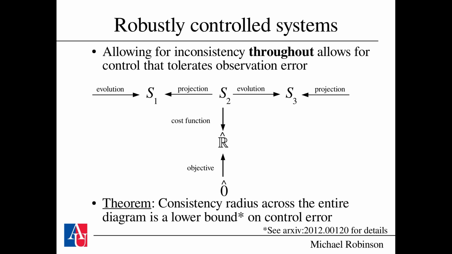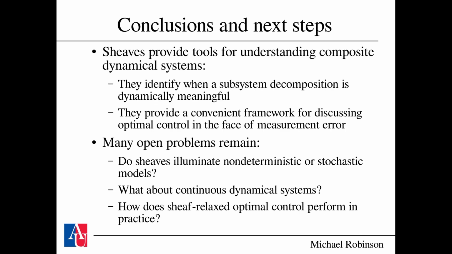The interesting thing that you get is if you solve the optimization problem, consistency radius across the entire diagram gives you a lower bound on the total amount of control error, as in how far are you from the optimal control, given the fact that there's some error, if you could conceivably get there. Now, there's a star next to the lower bound because there are some technical conditions. Certainly have a look at our preprint where we explain those in necessary and sufficient detail.